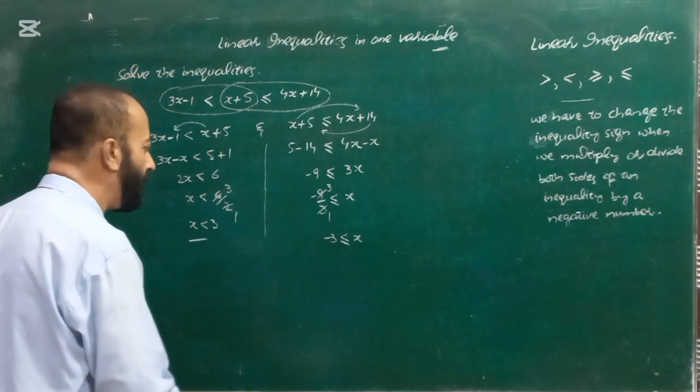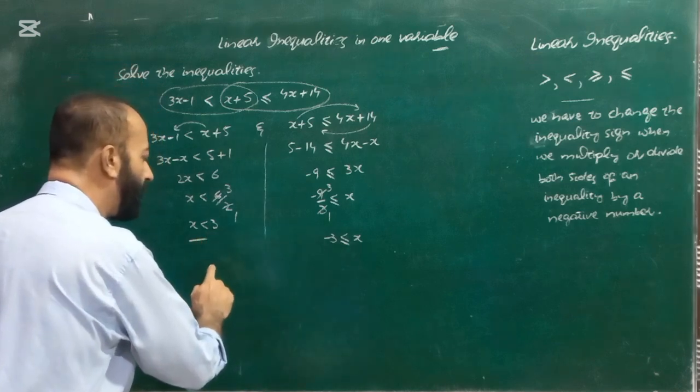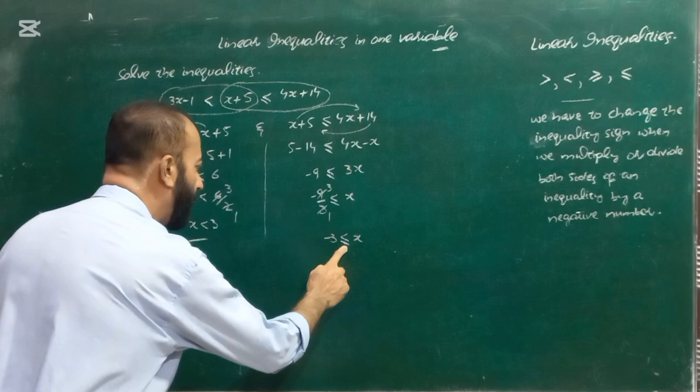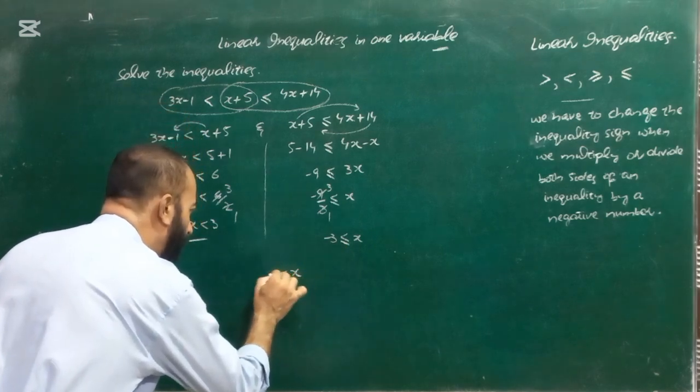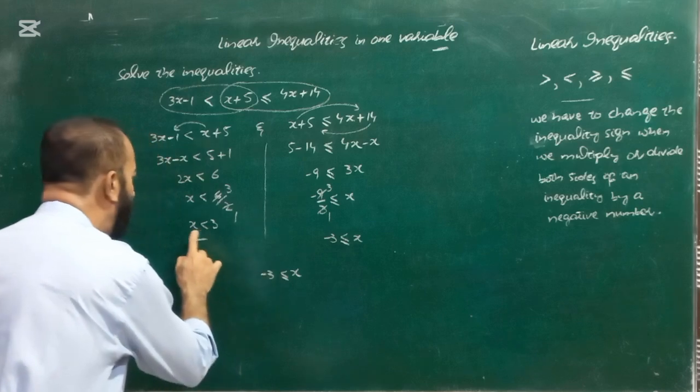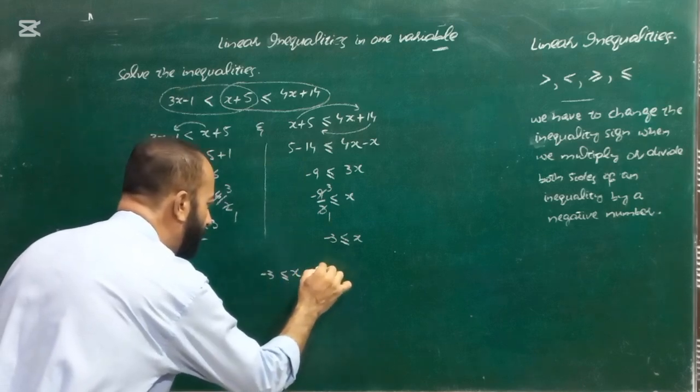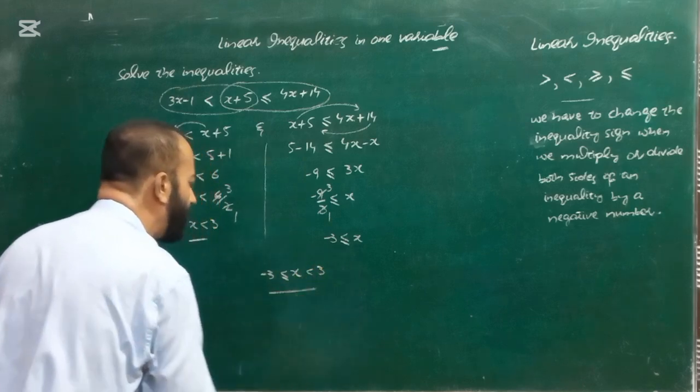In the final step, we will combine these two results. So x is greater than or equal to -3 and lesser than 3. So this is the answer.